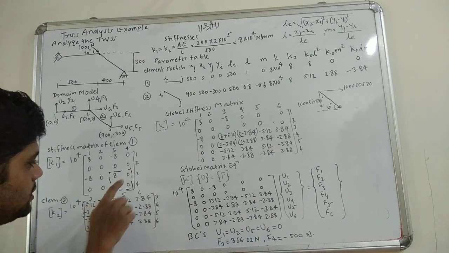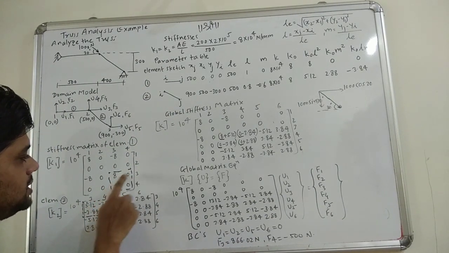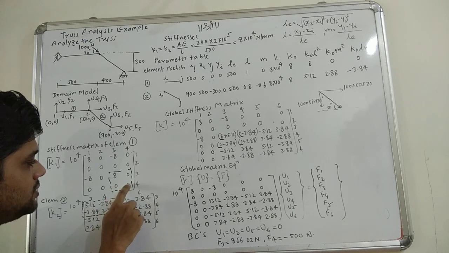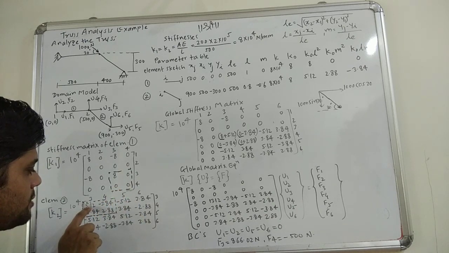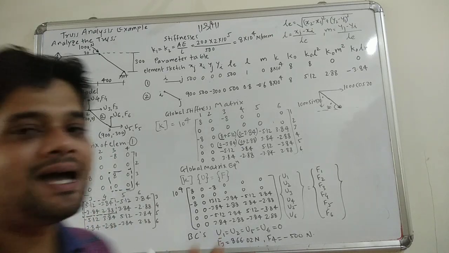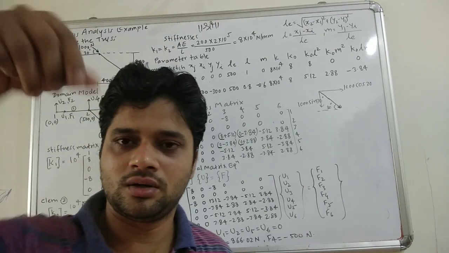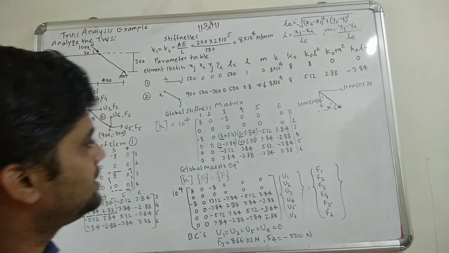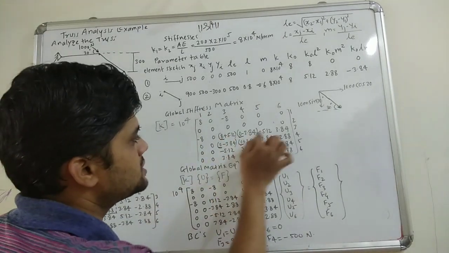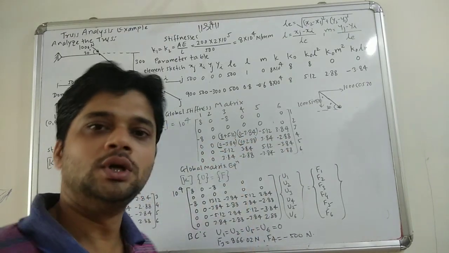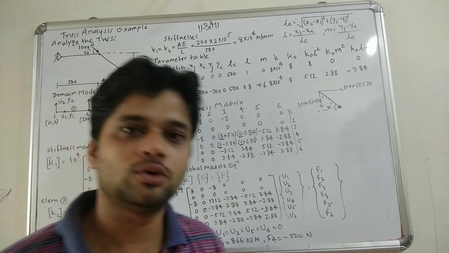Because if you find the order, it is 3, 3, 3, 4, 4, 3, 4, 4. Same here, 3, 3, 3, 4, 4, 3, 4, 4. So when I have the same matrix elements at those same places, I am going to do a summation.